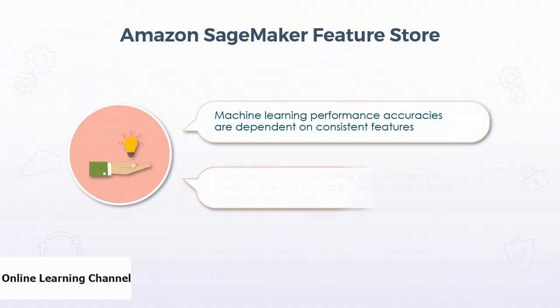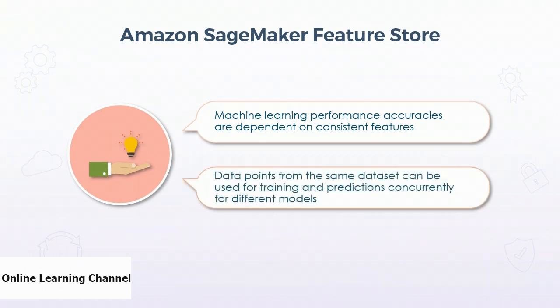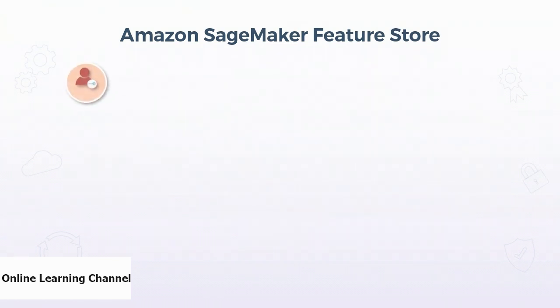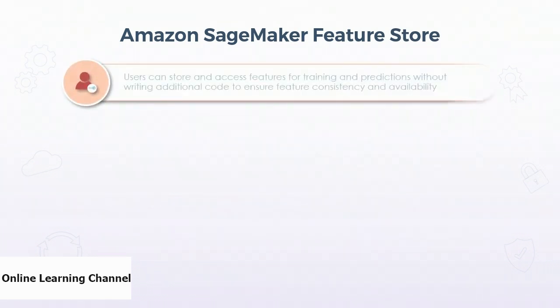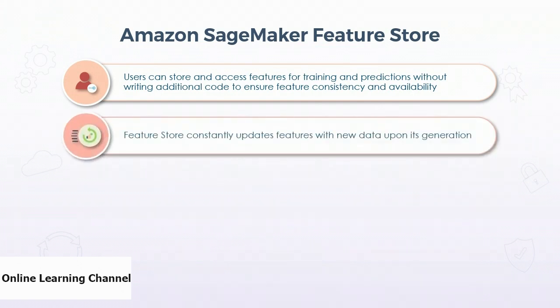For example, data points from the same feature can be used for training and predictions concurrently for different machine learning models. The Amazon SageMaker Feature Store then becomes this repository where users can store and access features for training as well as making real-time predictions without writing any additional code to ensure that the features are consistent across the board. The Feature Store also constantly updates features with new data as it's being generated.